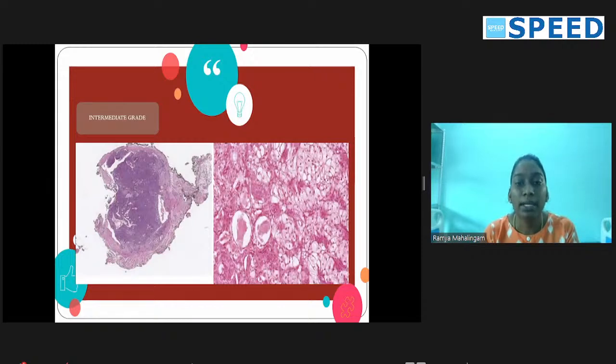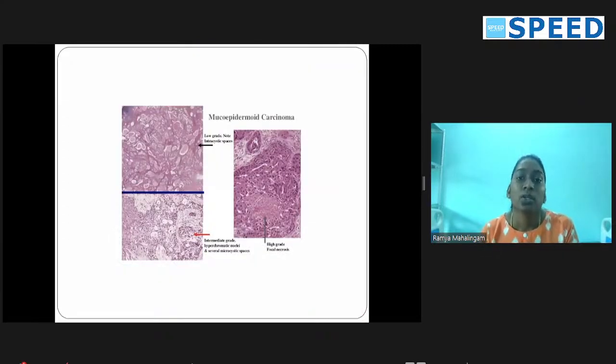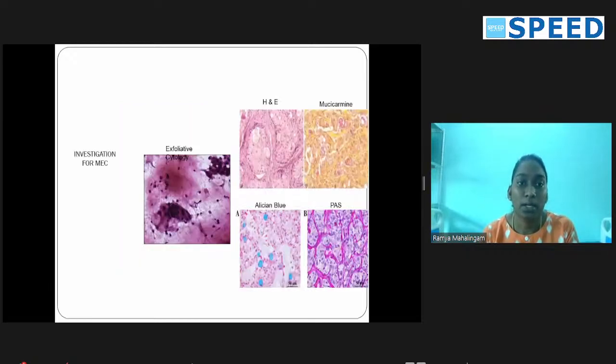Then going on to intermediate grade. In this, the intermediate cells are going to predominate, and there is very little cyst formation in comparison with the low grade. Then the high grade. Here you are going to see more epidermoid cells and fewer other cells, and cyst formation is completely low. There are no cyst-like formations; it is only loaded with malignant cells. So these are the examples of low grade, intermediate grade, and high grade carcinomas.